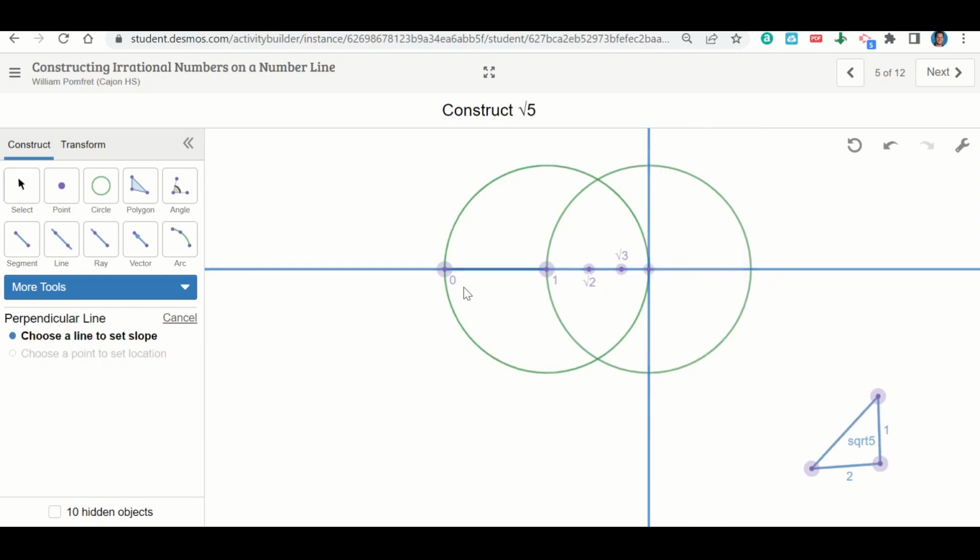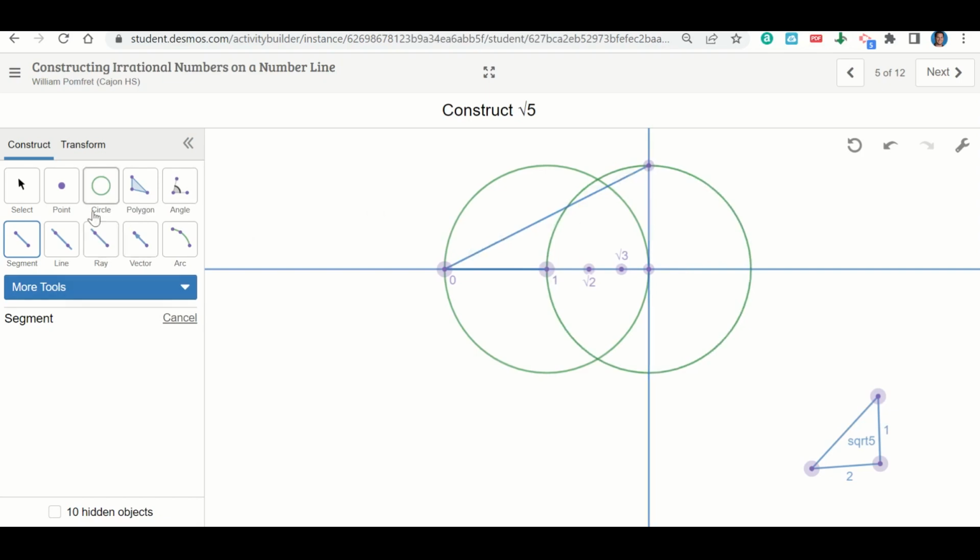What we should notice is we have a length of 2 here, and this length, because we used the circle with the radius of 1, should be 1. So we have 2 and 1. That means the distance from this point to here should be exactly square root of 5. So I'm going to put a point here, and I'm going to use a segment to connect them, right there. So there we go. Now this distance here should represent square root of 5.